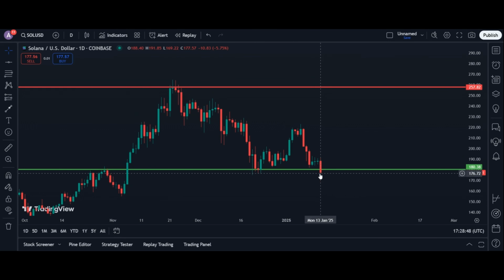And whenever the market sees these two lines, we are conscious of whether there is going to be a long position or a short position.